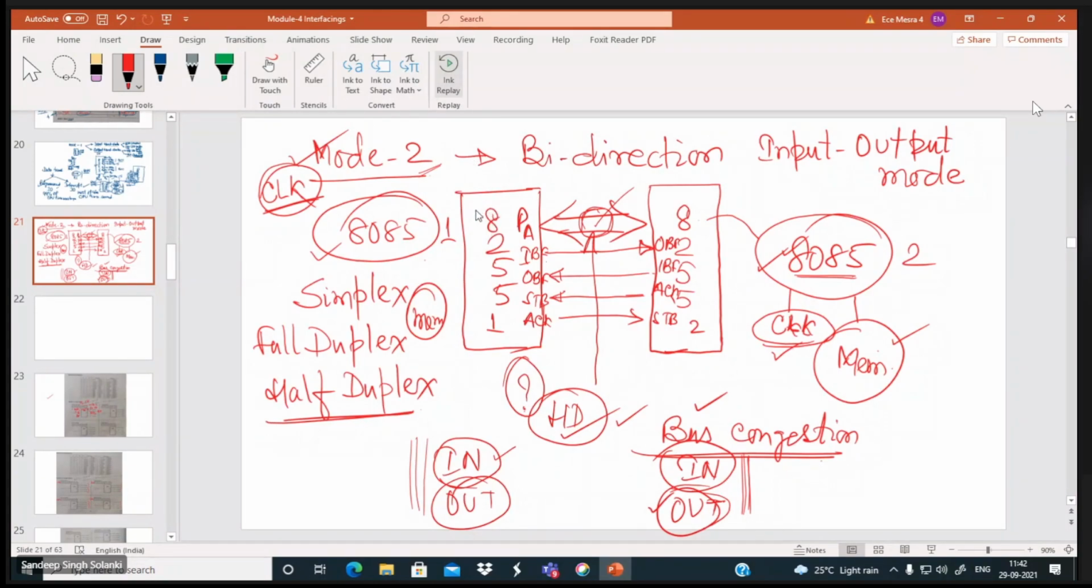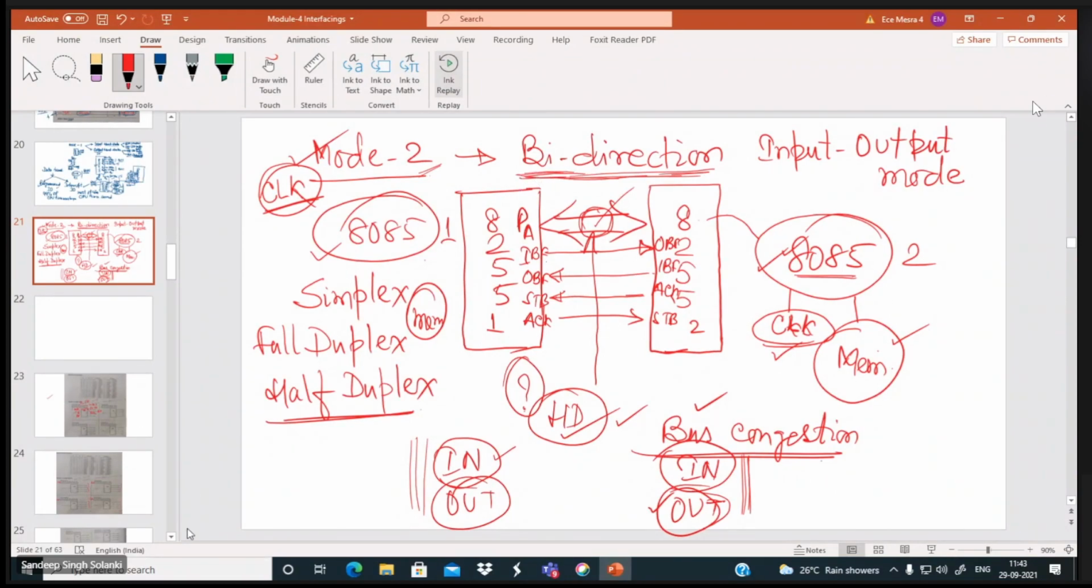Yes, sir. So you can understand with this example how this bidirectional mode is being utilized and how these bidirectional signals are being generated by the other device. And if that is being generated by the other device, then only you can have the possibility of having this kind of mode, otherwise not.